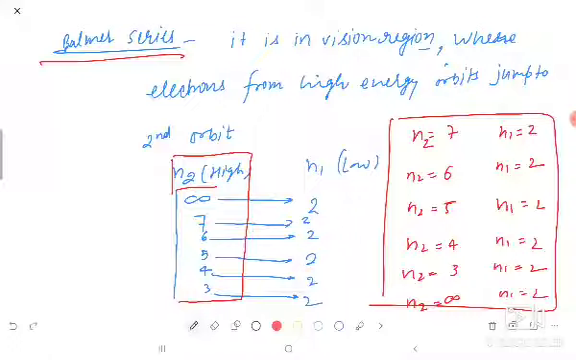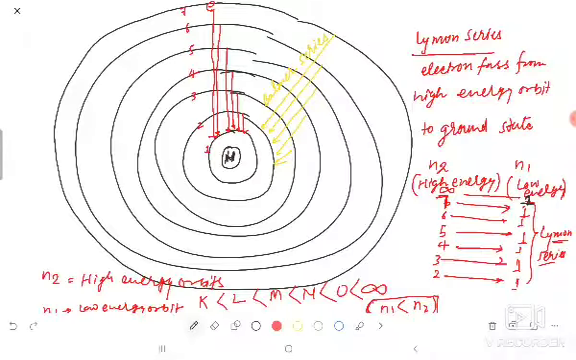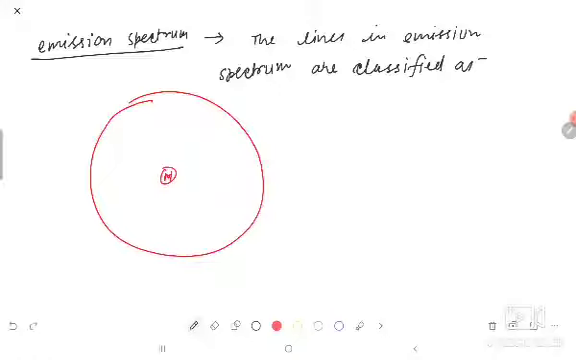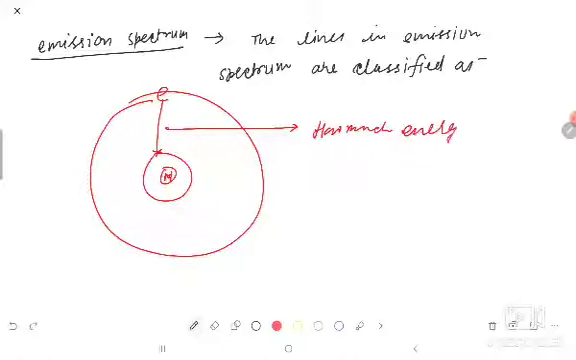Convergence limit is the numerical. When you are going to calculate the energy, see the previous one. Convergence limit means when the electron is falling, how much energy is released. See, here is the hydrogen, and when the electron is falling to here, that means how much energy is released.